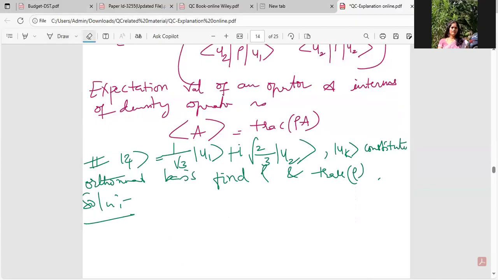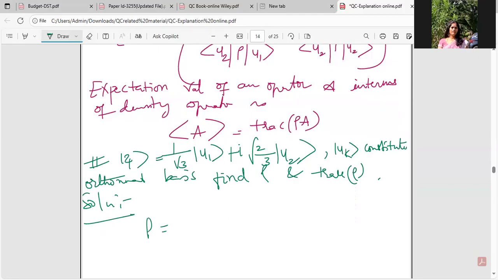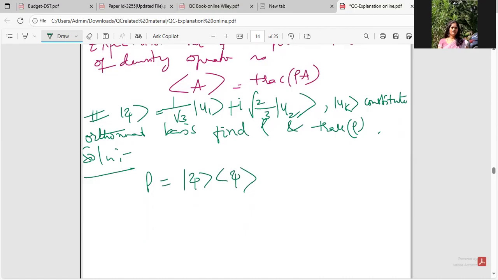How will I write? How will I find the density operator? First, finding the density operator and then writing it. Okay. What is the density operator? It's the outer product, right? So let's find the outer product. For finding the outer product, what do I need?